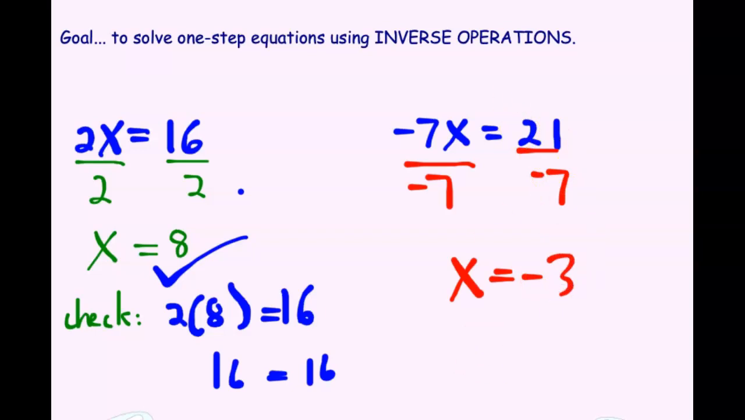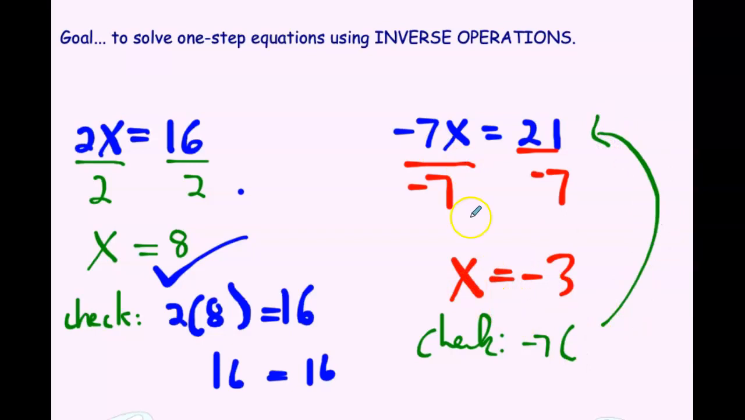So let's check if we got it correct. We always have to go back to the original problem. So that's negative 7, and we know the x this time. See, we're going back here, correct? So the x this time is negative 3. And then it says that it's 21.